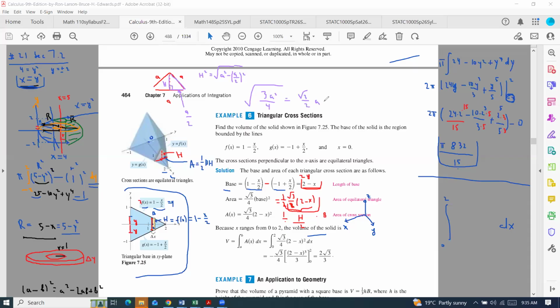So they don't say it, but they use it. So square root 3 over 2 times a. So that's the one I multiply. And then I multiply it by another base, which is another 2 minus x. And that's how I get 2 minus x squared. 2 minus x squared, and then square root 3 over 2, because it's multiplied by 1/2, because it's for the area of the triangle.